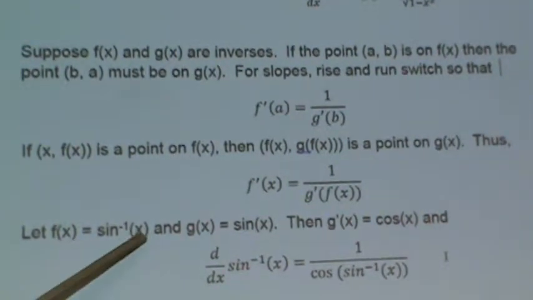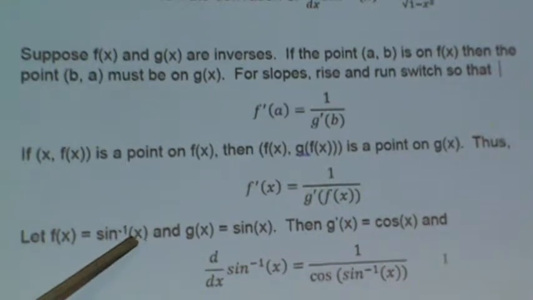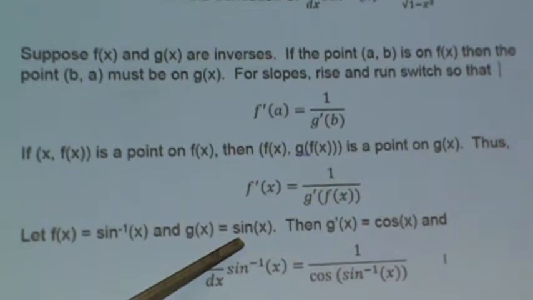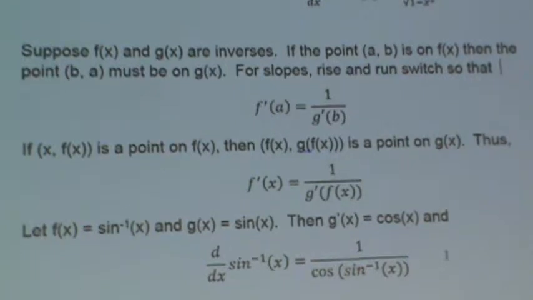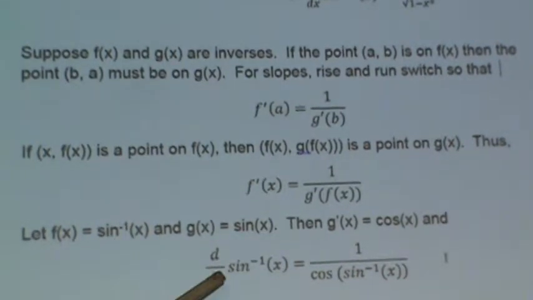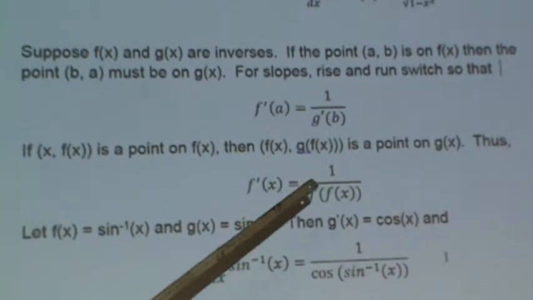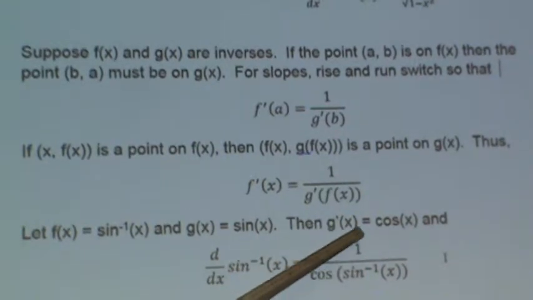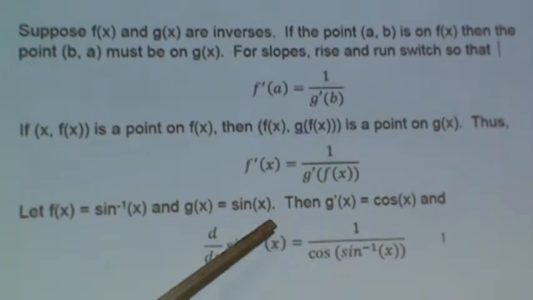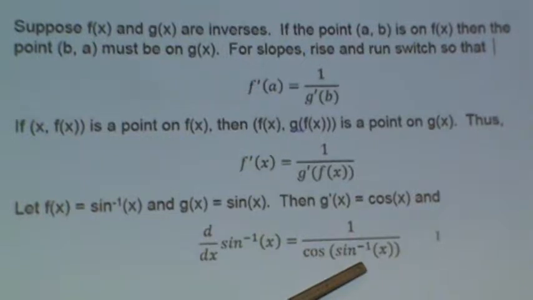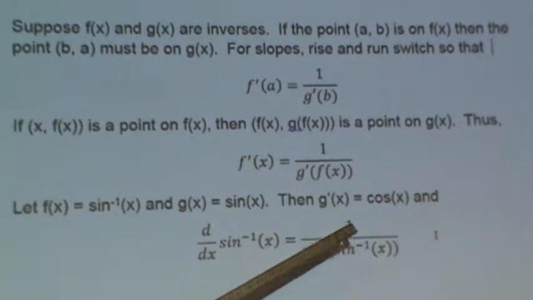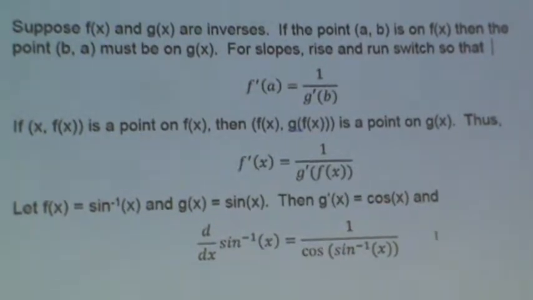So now I'm going to plug in with my f of x being the inverse sine of x and my g of x being just the sine of x. They're inverses of each other. So I get that the derivative of the inverse sine of x is 1 over g prime of f of x. G prime of x is cosine of x, so I would have the cosine of f of x, which is the cosine of the inverse sine of x.